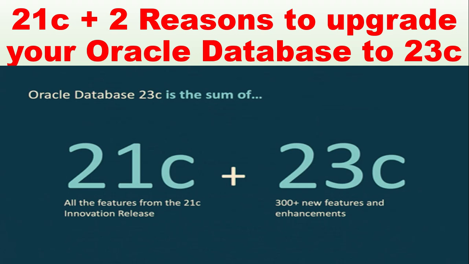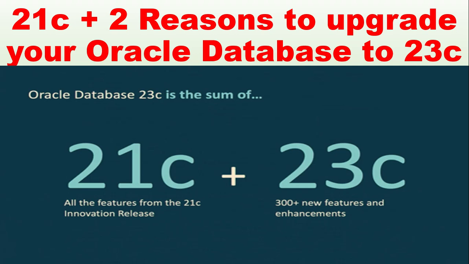In this video we are going to see 21C plus 2 reasons to upgrade your Oracle database to 23C. So Oracle database 23C is a sum of 21C plus 23C. So 23C is all about all the features from the 21C. It's for innovation release. And coming back to 23C, it has more than 300 plus new features and enhancements available.